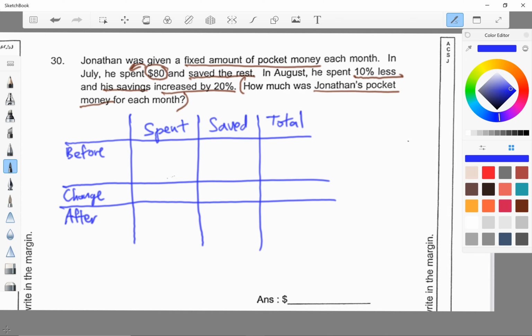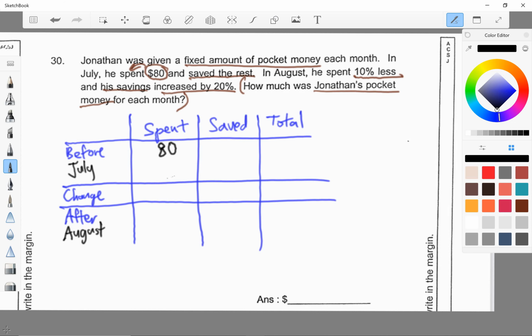So in this case, we have two different months, July and August, and I will place July into the before. I will put August as after. And for this question itself, it is stated that in July he spent $80 and saved the rest. So as of now, we do not know what the savings are.